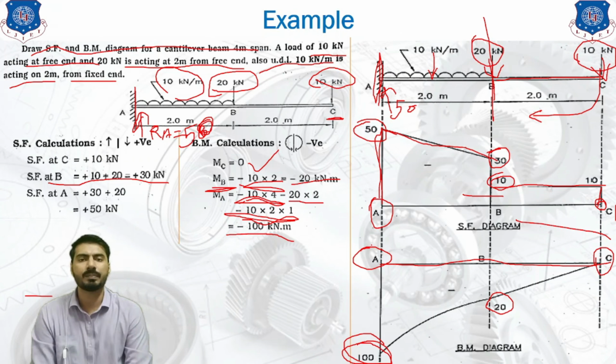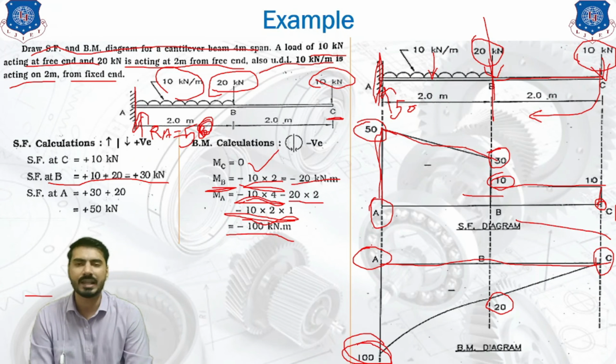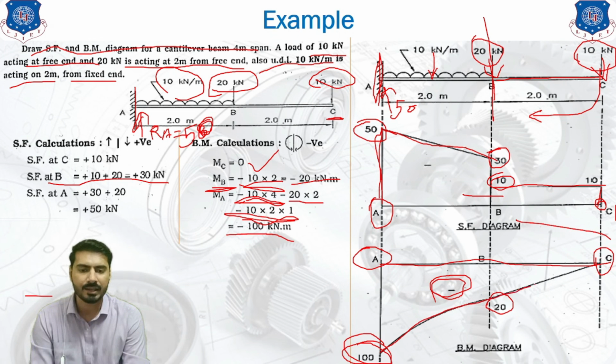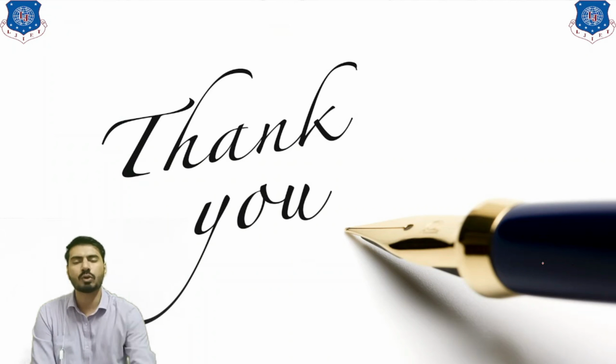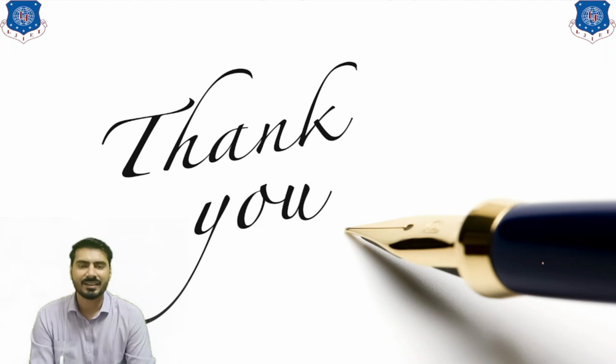Before winding up the lecture, I would like to let you know that all the cantilever beams will always have their bending moment diagram negative. So all the values will always be negative. That's why it will look like this, with a parabolic curve for the UDL and an inclined line for the non-UDL section. So this is how we are going to calculate our examples based on shear force and bending moment. So we keep up to this. Till then, thank you.